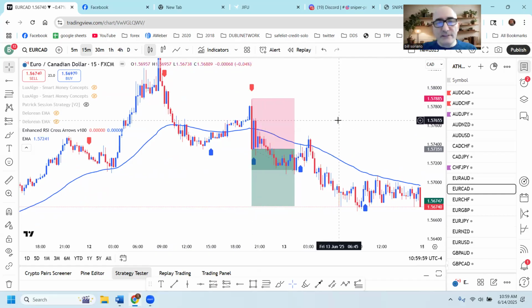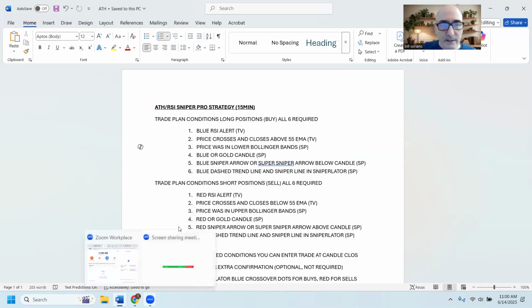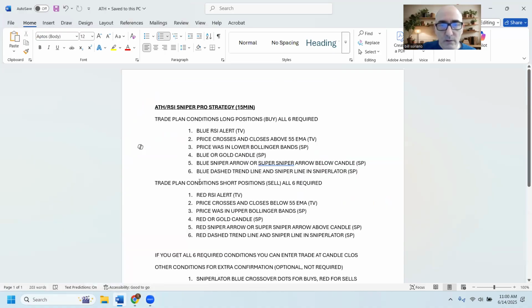So your first two conditions you're going to look at are going to be on TradingView. Okay. So you can see here the conditions that I have for a long position. You get the blue RSI alert on TradingView. Price crosses and closes above the 55 on TradingView. After that, you go over into Sniper Pro, and you look for the other four, right?